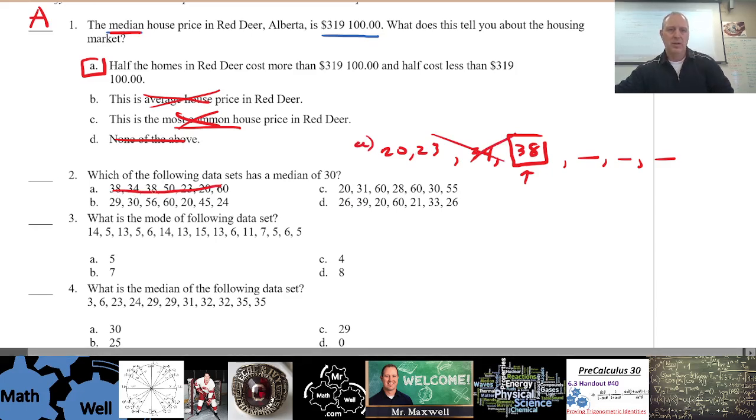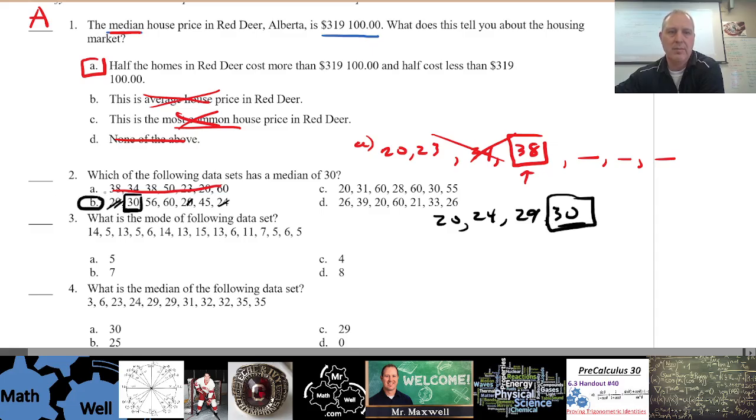B. Well, we have 30 in the list, that's good, but let's see, the smallest is 20, then we've got 24, then the next one is 29. What's the next one after that? Ooh, 30. So how many are there? 1, 2, 3, 4, 5, 6, 7. This is the 4th one, look at that. It looks like B might be the right one here.